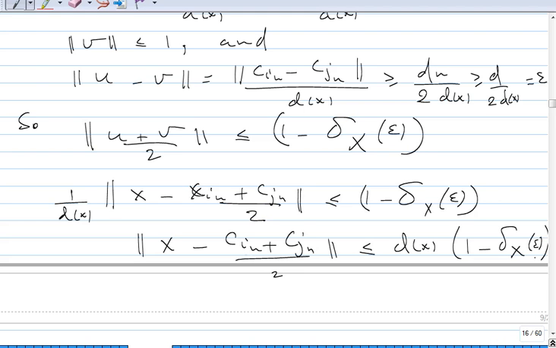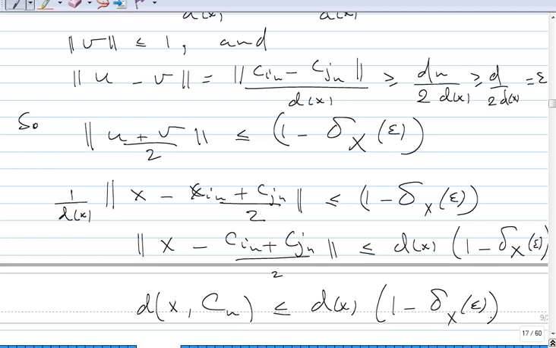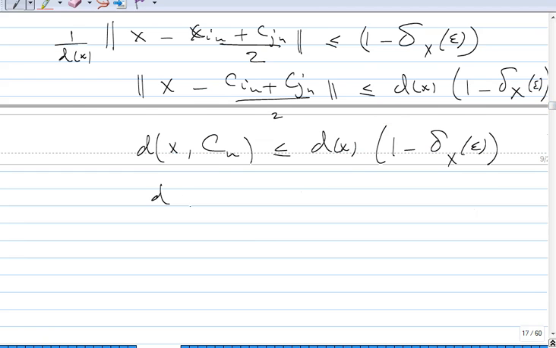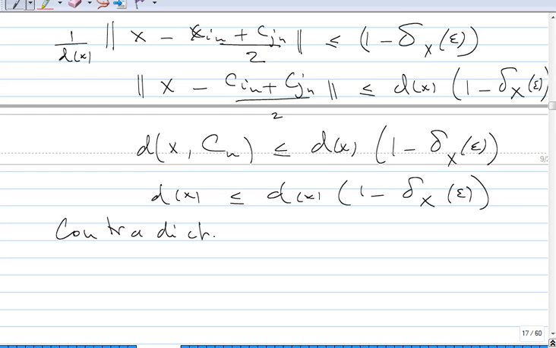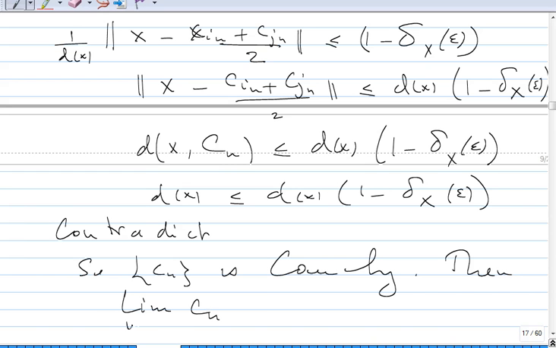Great. So now Cin, Cgn are all in Cn, and Cn is convex. So we get that the distance of x to Cn is less or equal than dx times 1 minus delta x of epsilon, and this is true for every n. In particular, if I take the supremum, I get that dx is less than dx times 1 minus delta x of epsilon, and this is a contradiction. Therefore the Cn's are Cauchy. Since X is a Banach space, the limit of the Cn's when n goes to infinity equals C, which belongs to X.